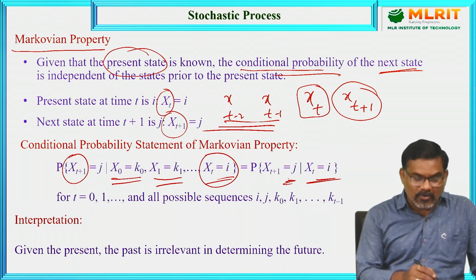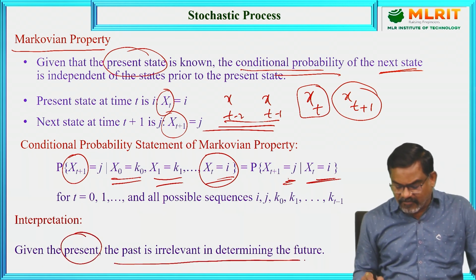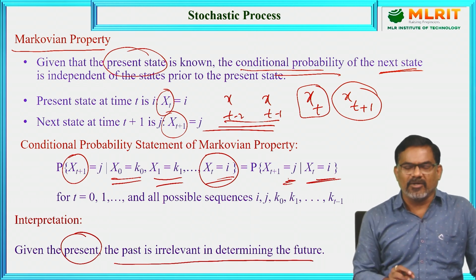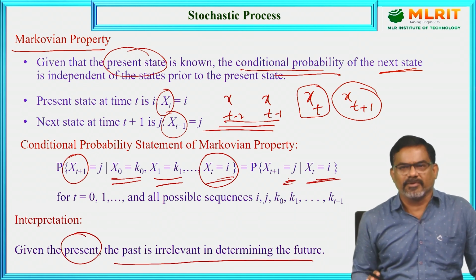What is the interpretation here? Given the present, the past is irrelevant in determining the future. If we have the present value, the past values are irrelevant in determining the future. We don't need the previous values or the past values.